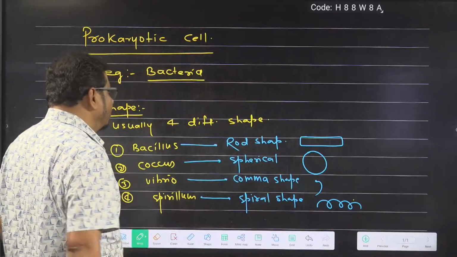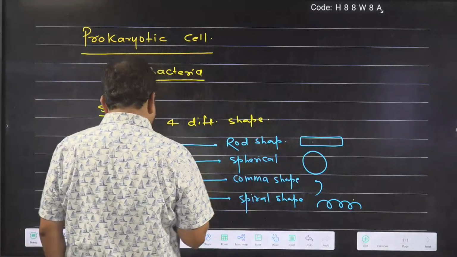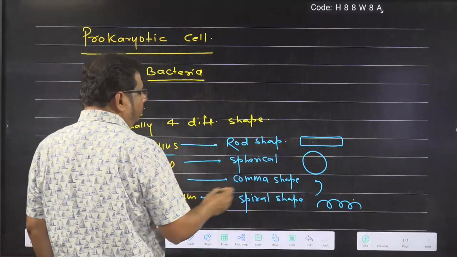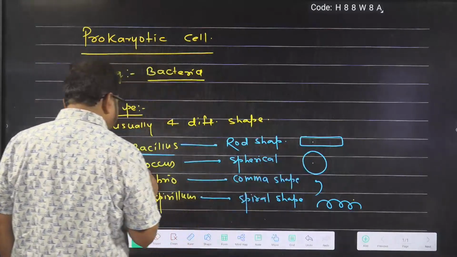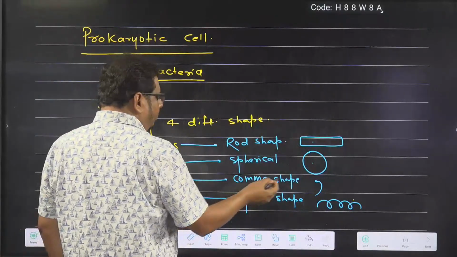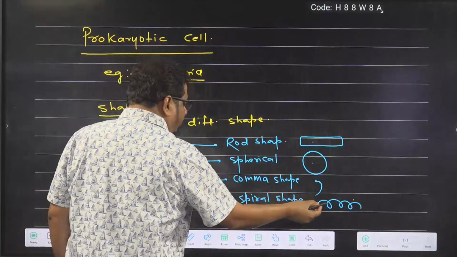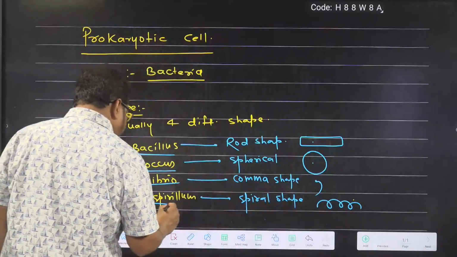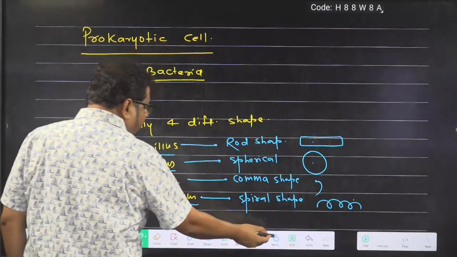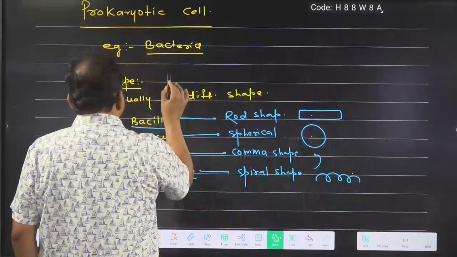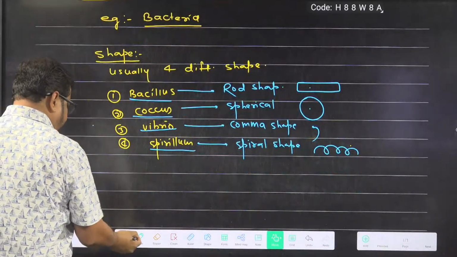So bacteria whose structure is like a rod is called bacillus. Who looks like a spherical structure is coccus. Who looks comma shape is called vibrio, and who looks like a spring is basically a spirillum. So these are the 4 different shapes of the bacteria.